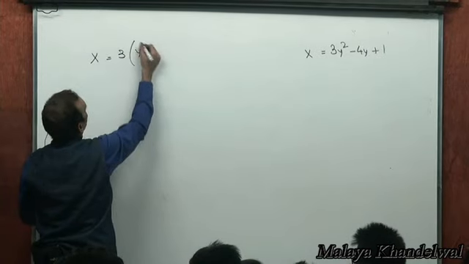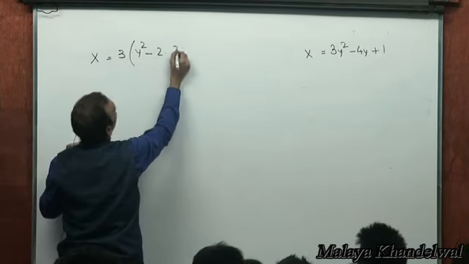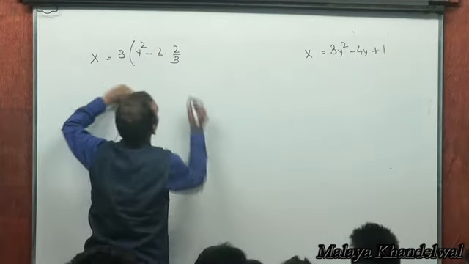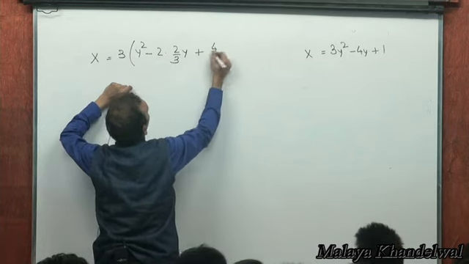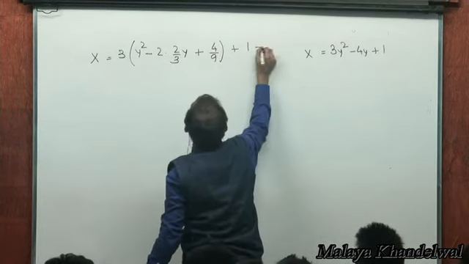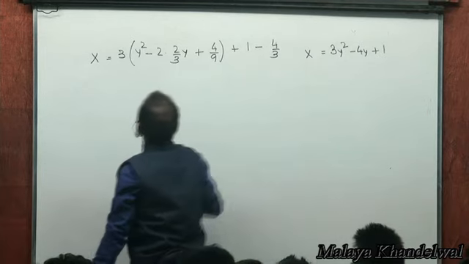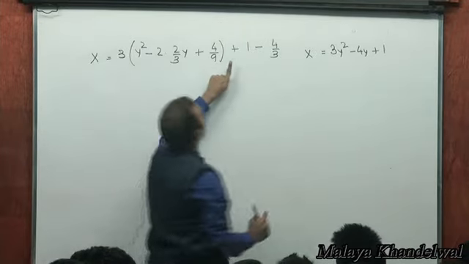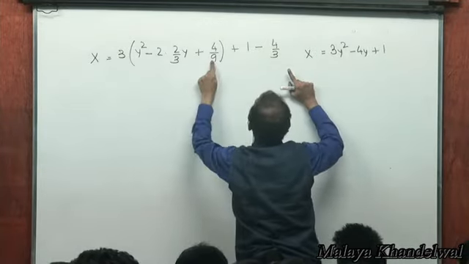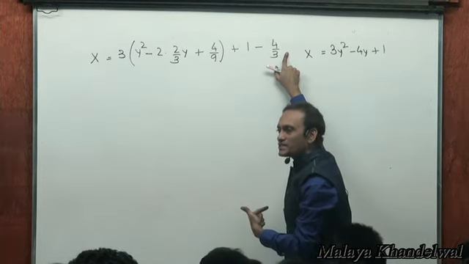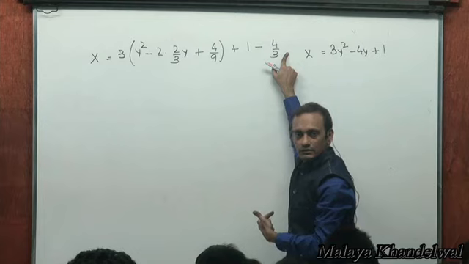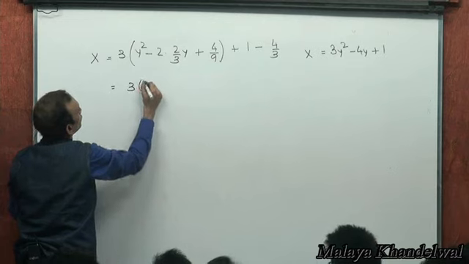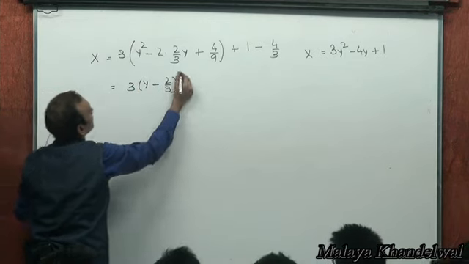Three into y squared minus 2 into 2 by 3. See, I take 3 common from this, so 4 by 3. So 2 into 2 by 3 y plus 4 by 9 plus 1 minus 4 by 3. You realize what I have done here? Completed a square. See, this 1 was already there, and this 3 into 4 by 9, that is 4 by 3, I brought from outside, so I balanced it here with a minus 4 by 3, right? Which is like 3 into y minus 2 by 3 whole squared minus 1/3, right?